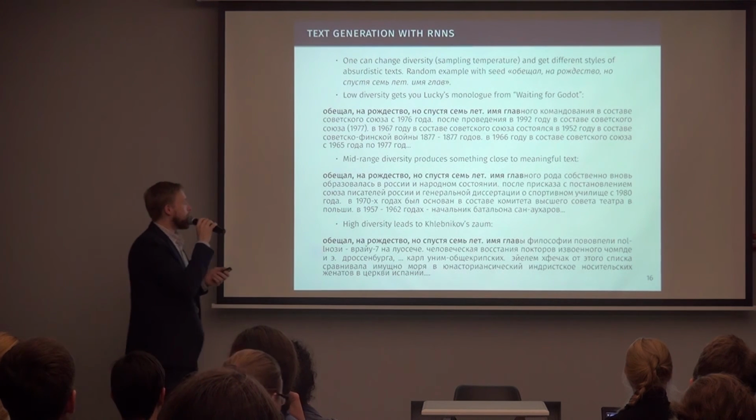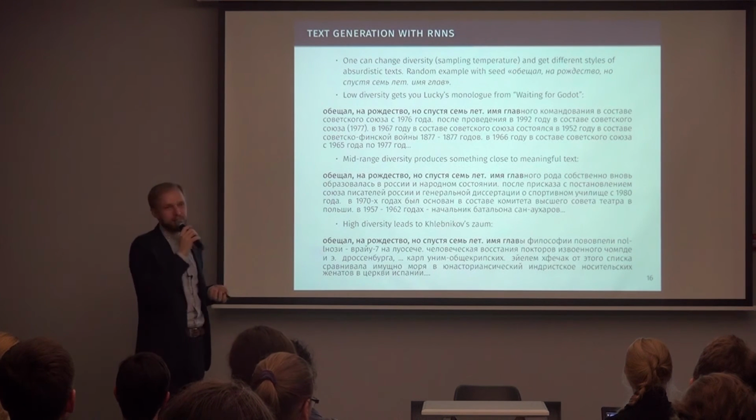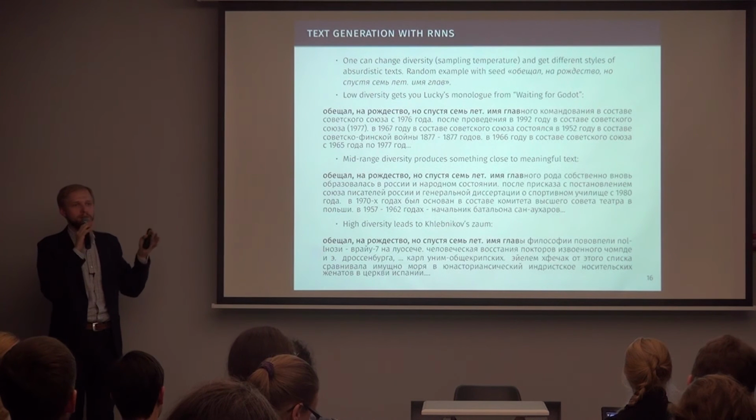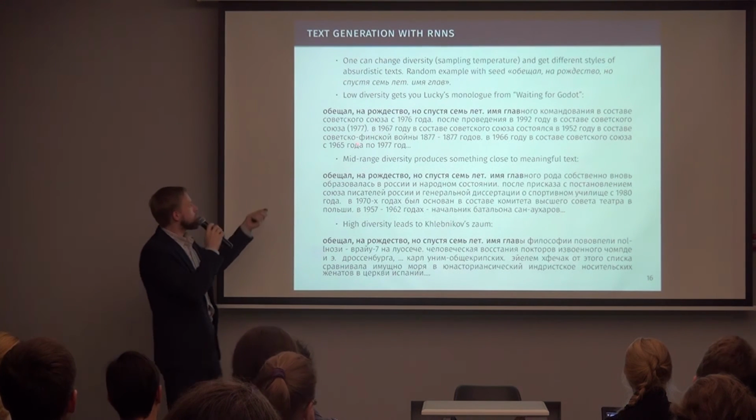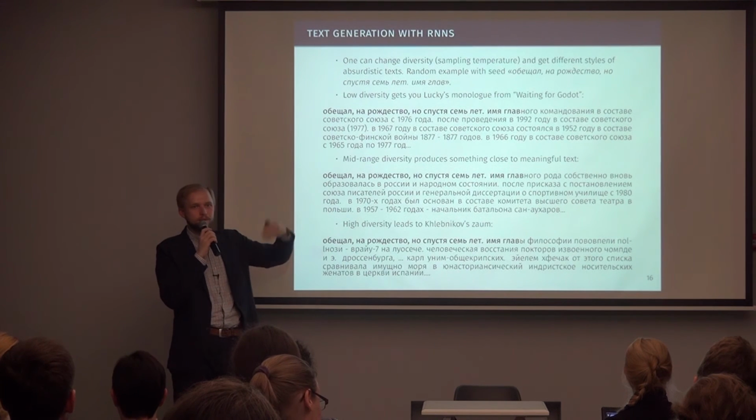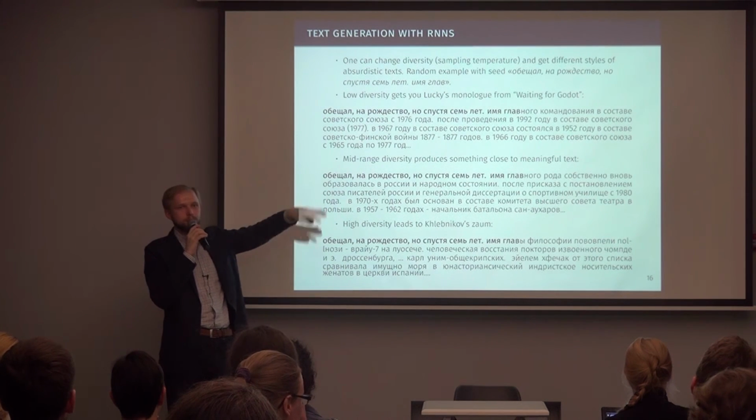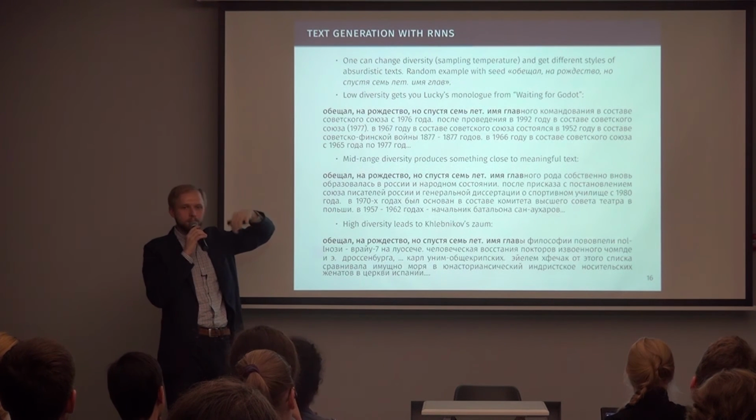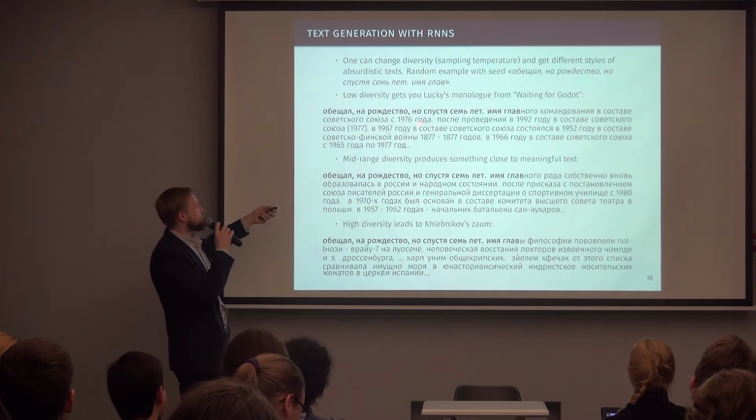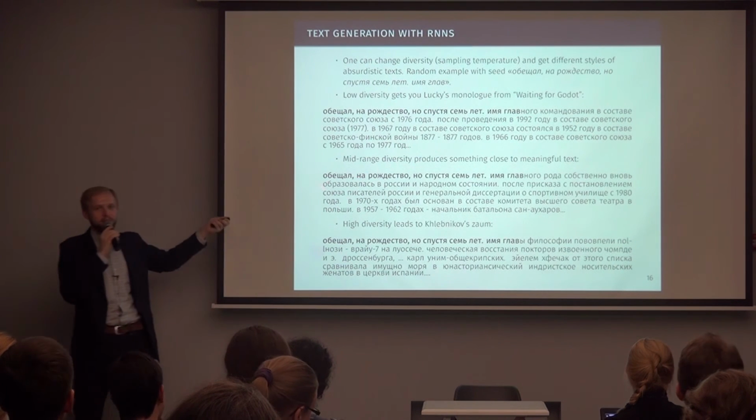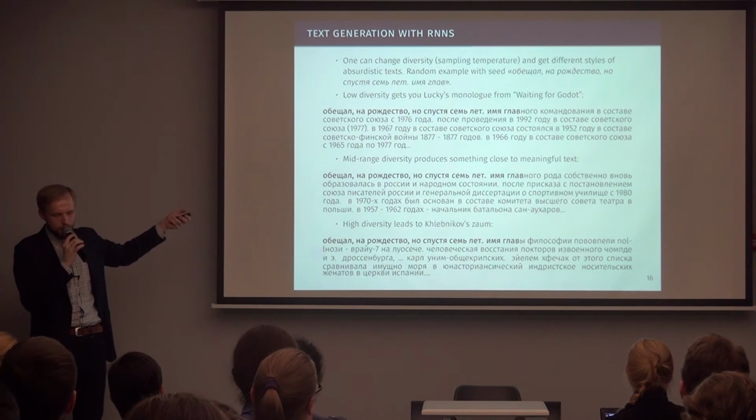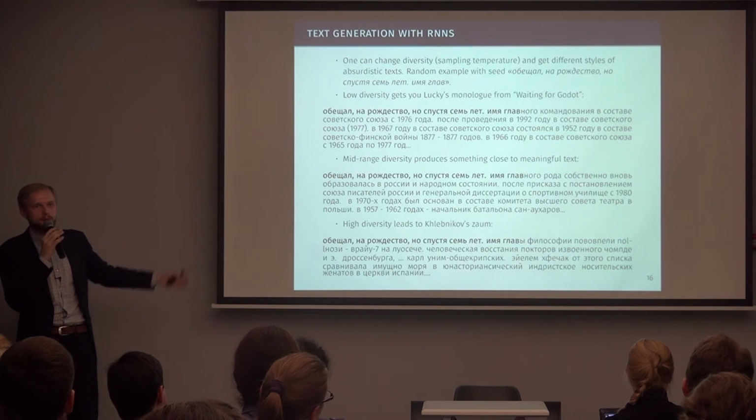This looks very much like absurdist literature. If you sample with low variance, you have very reasonable looking text, but it repeats itself and gets back to the same local minima, the same part of the search space. And this is kind of the lucky monologue from Waiting for Godot, right? If you make the variance mid-range, you get something reasonably looking.